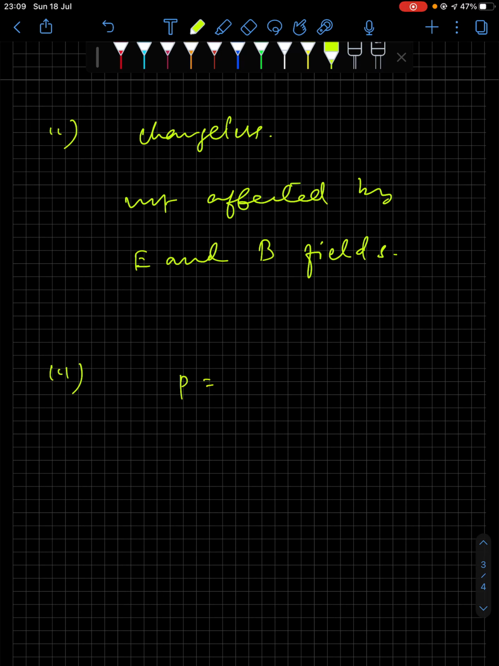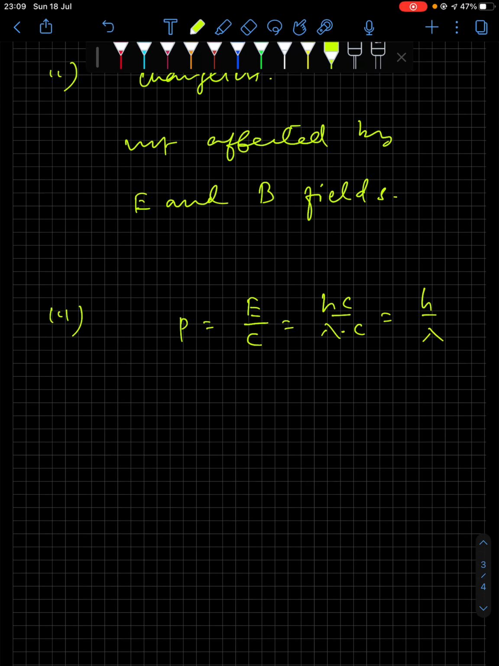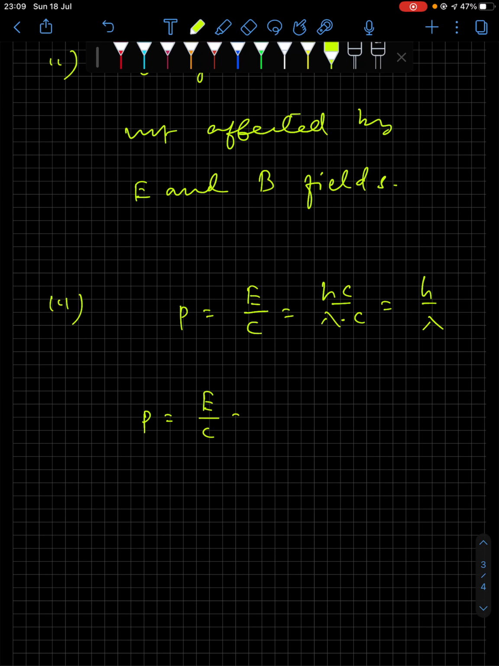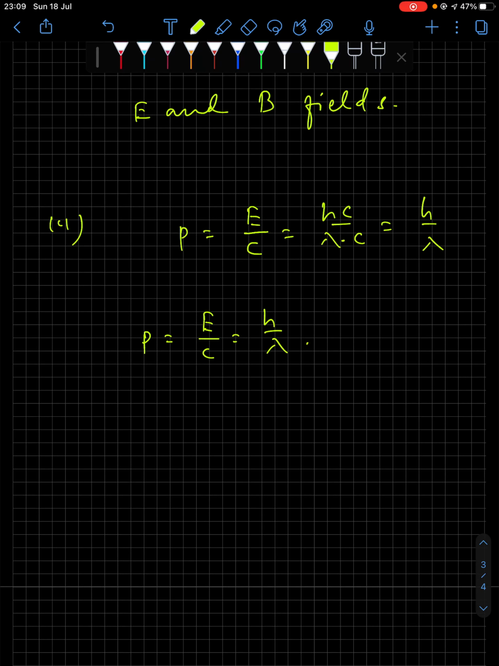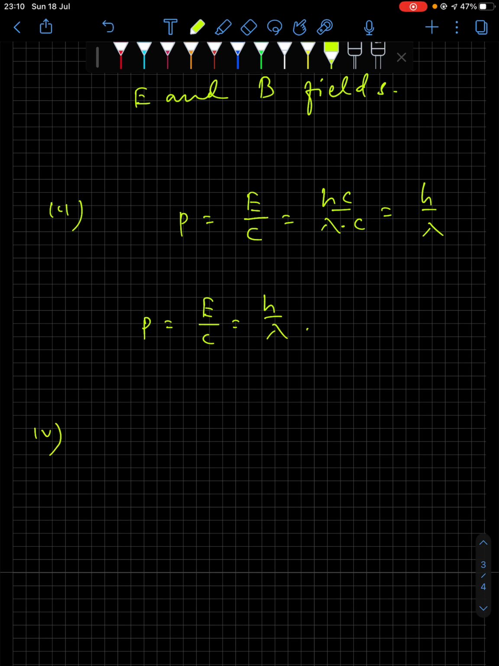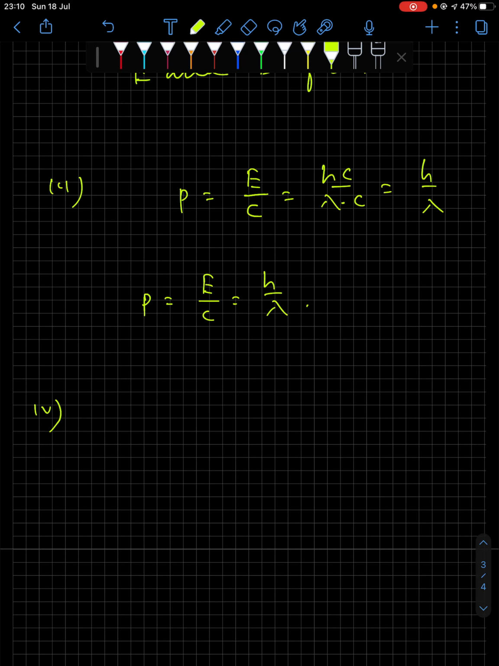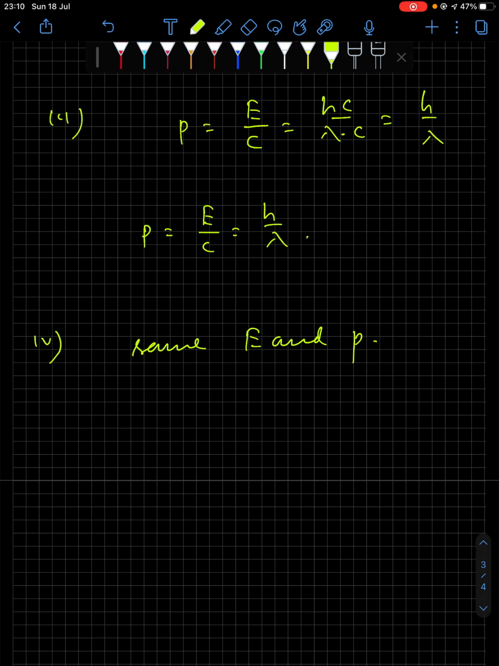Number 3, photons possess momentum. The momentum relation is P equals E by c. Now E is hc by lambda, and c was already there, so after cancellation you get h by lambda. So you can write P equals E by c equals h by lambda. This is the momentum relation for a photon. Number 4, photons of a particular frequency will have the same energy and momentum. We can write down the same energy and momentum for photons with the same frequency.